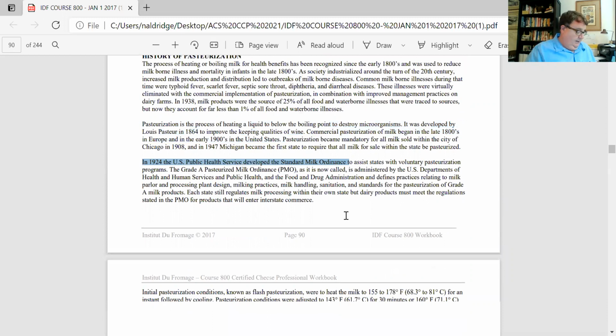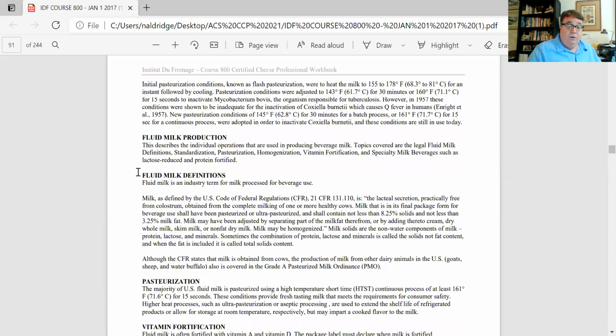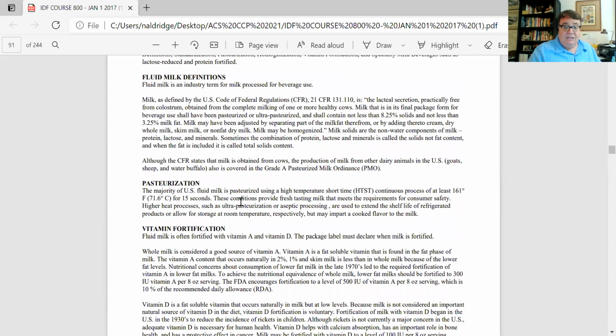Okay, page 91. Fluid milk definitions. You're going to see, again, there's a lot of definitions coming around, but know the definition of milk. Milk is defined by the U.S. Code of Federal Regulations as the lacteal secretion practically free from colostrum obtained from the complete milking of one or more healthy cows. Know that inside and out. Pasteurization, of course, know what that is. And again, you're going to see high temperature, short time, but highlight pasteurization.